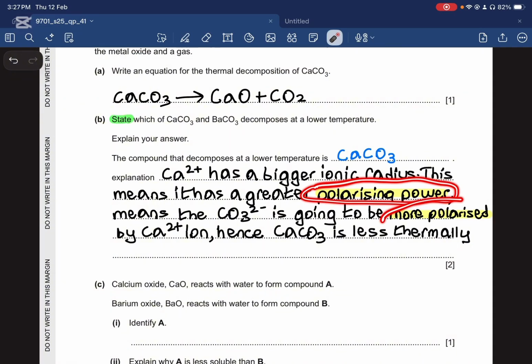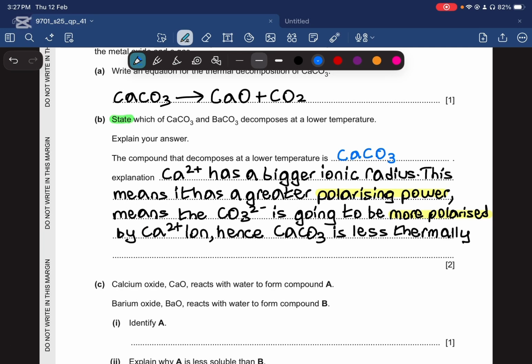Examiners write this in the marking scheme as bold, right? You must have seen this sometimes. Writing it in bold means that if you have not written this word, they will not give you the mark corresponding to this word right here. So you need to include the keywords. So greater polarizing power, which means that the carbonate ion is going to be more polarized, hence the calcium carbonate is less thermally stable.